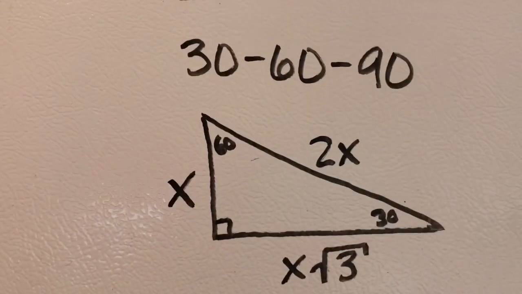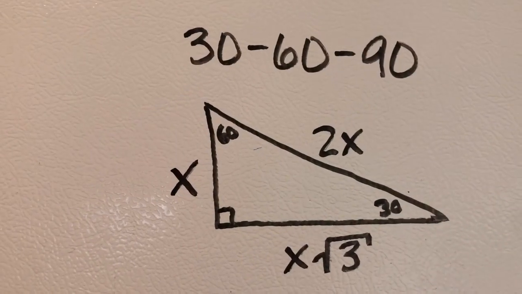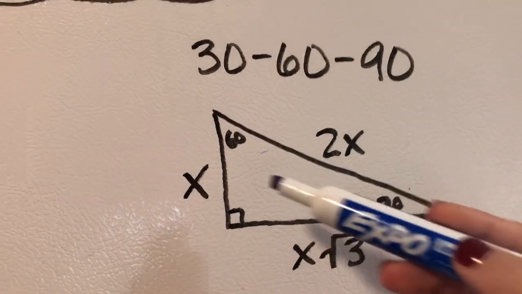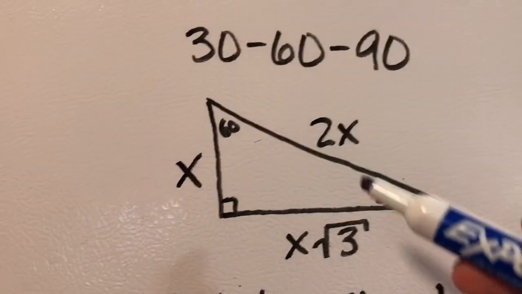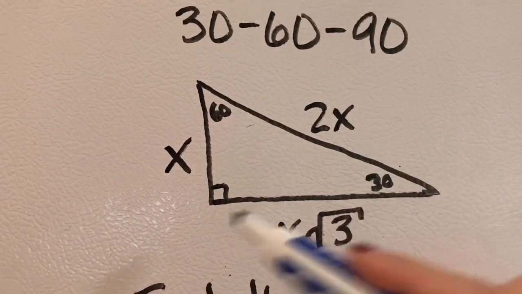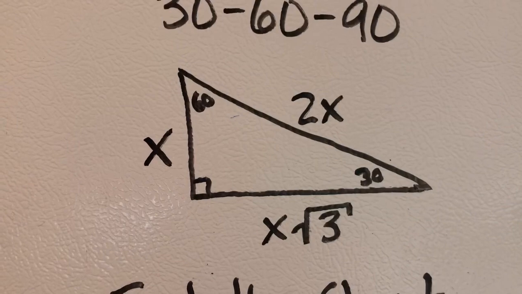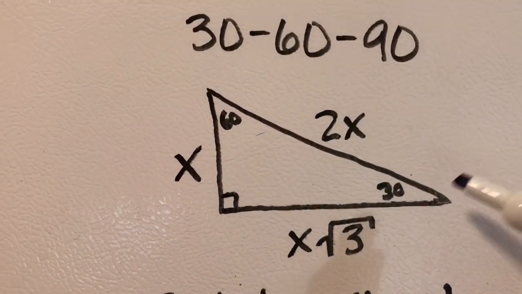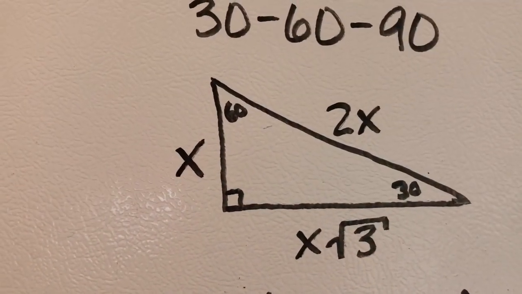Notice that for the 30, 60, 90, we don't have an isosceles triangle, so we don't have two sides that are the same. How we are going to name them is that the side across from the 30-degree angle is going to be our short leg. The side across from our 60-degree angle is our long leg, and then of course across from the right angle is our hypotenuse. But remember when we were talking about triangle inequalities that the shortest side is always across from the shortest angle, so that helps us out here.